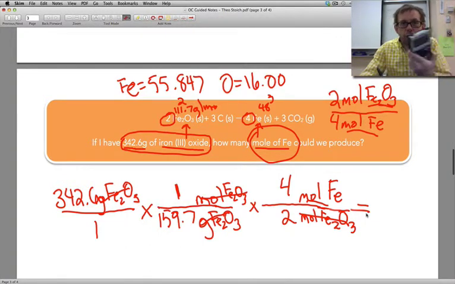And so what you would now do is grab your calculator and calculate it out. So you do 342.6, divide by the things that are on the bottom, so divide by 159.7, and multiply by 4, divide by 2.